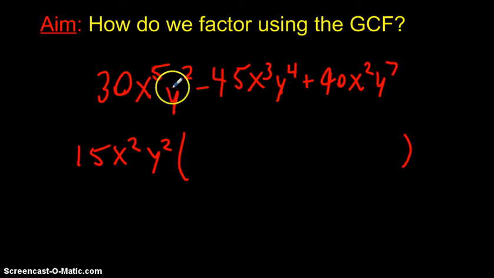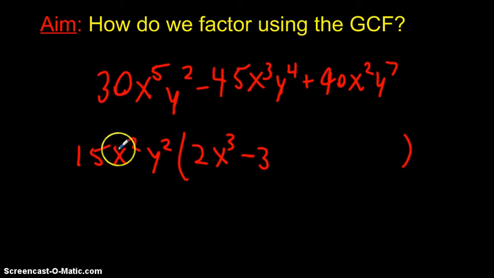30x to the fifth, y to the second is what I'm trying to get here, so I'd have to multiply this by 2 to get the 30, x to the third to get the x to the fifth, and no y's to get y to the second. Minus 15 times 3 would give the 45.